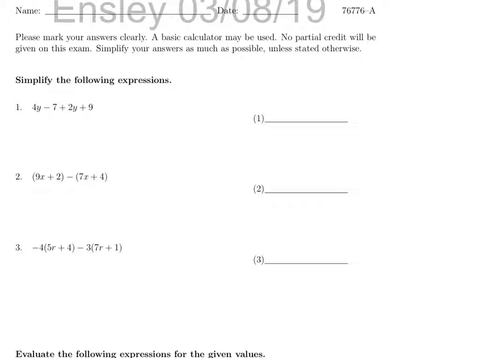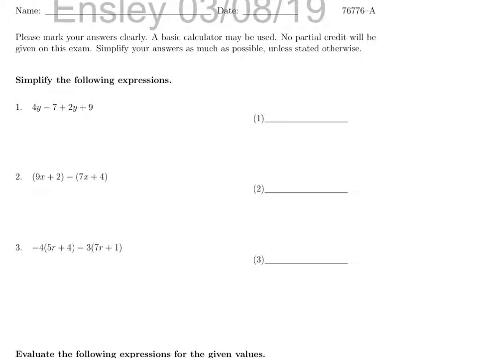The first group of problems is about simplifying expressions, and our steps to that are to first distribute through any parentheses that we see, secondly to eliminate the parentheses correctly, and then lastly is to collect like terms. So in the first problem, there are no parentheses, so we're only collecting like terms.